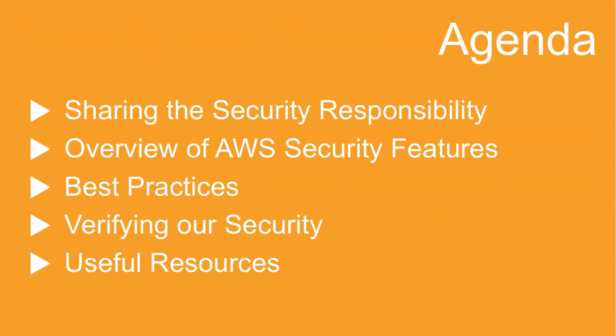And the agenda that we're going to follow to do this today, first of all, we're going to take a quick tour through the shared security responsibility model on AWS. Then we're going to look at AWS security features in overview. We'll then come to the best practices, the core part of the session today, 10 best practices that you can use to assure the security of your workloads on AWS.